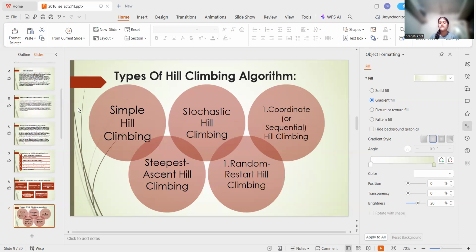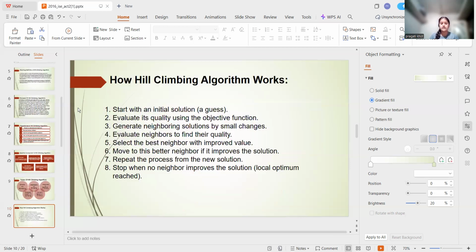The last one is the random restart hill climbing algorithm. It runs multiple hill climbing searches from different random starting points. Its advantage is that it helps escape local maxima and find the global optimum. The disadvantage is that it requires more computational time. These are the types of algorithm.